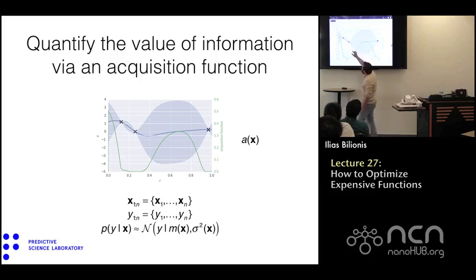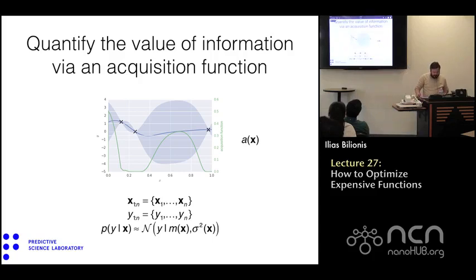Yes, it tries to exploit what it knows. So it says, look, there is quite a bit of uncertainty here, smaller than what I have here, but here it is more likely that I go up. That's how it thinks. Anyway, yes?